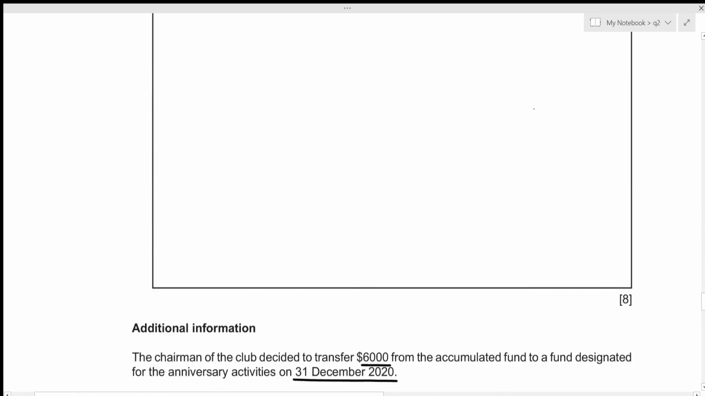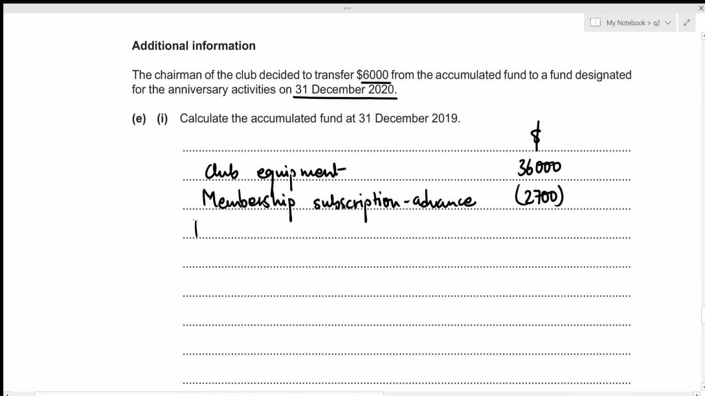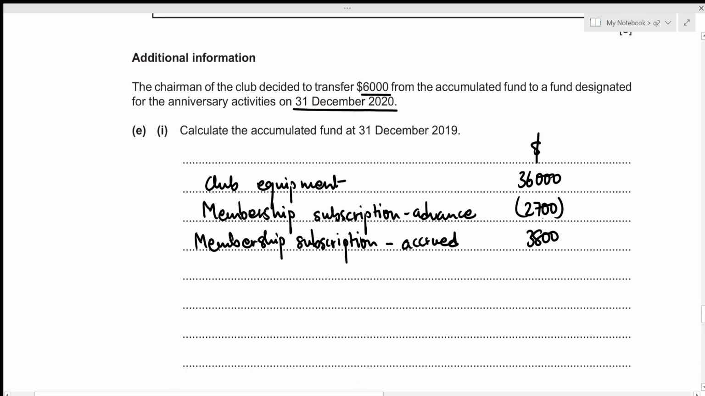Let's write it down. That is membership subscription, which is accrued, and this amounts to 3,800. Okay.